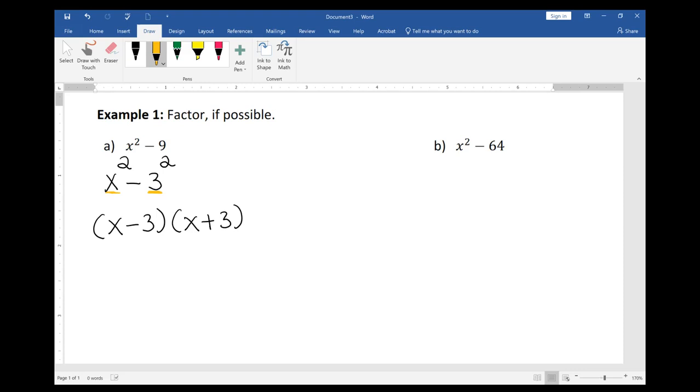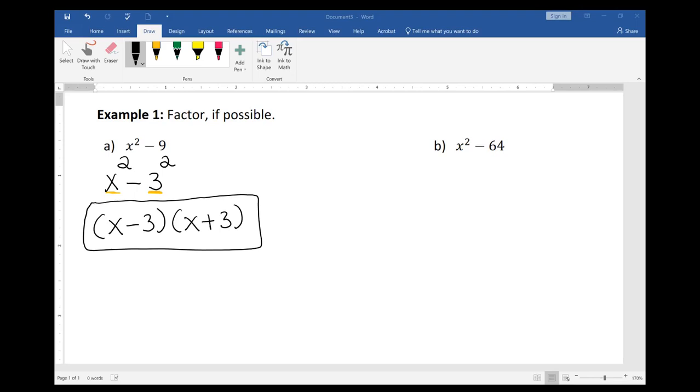So if we were to multiply x minus 3 times x plus 3, we should get x squared minus 9. Keep in mind that's how we can check our work: multiply the binomials together to get that original problem.